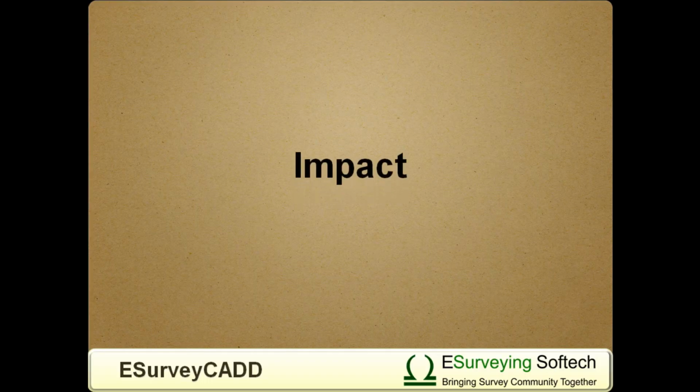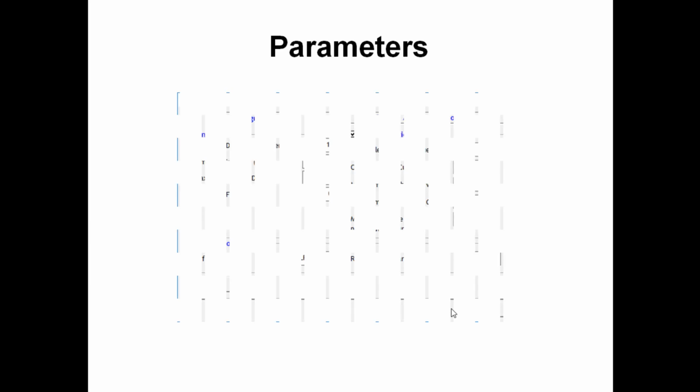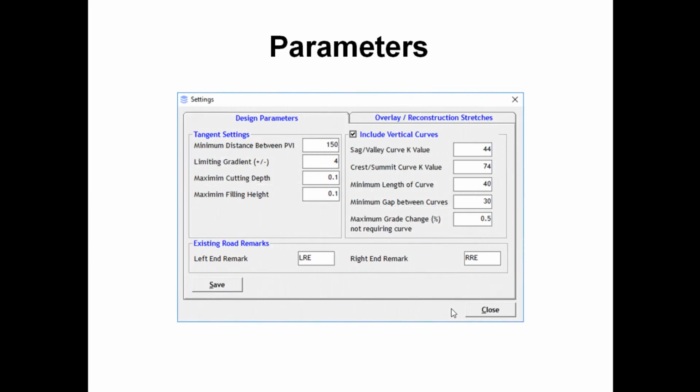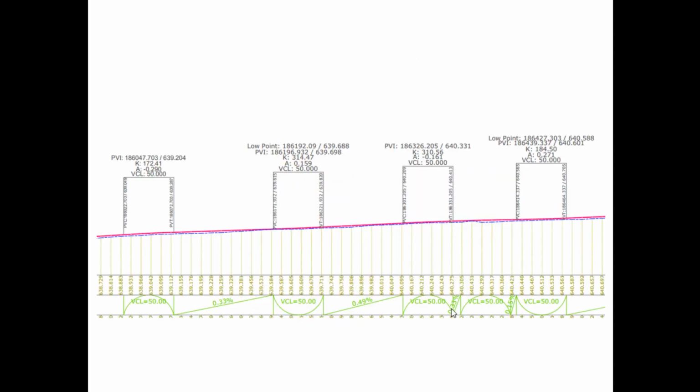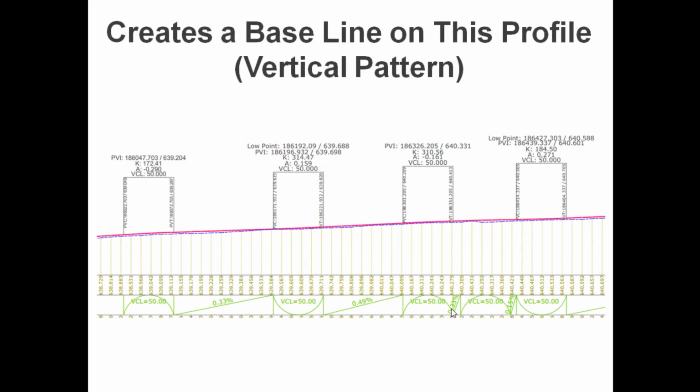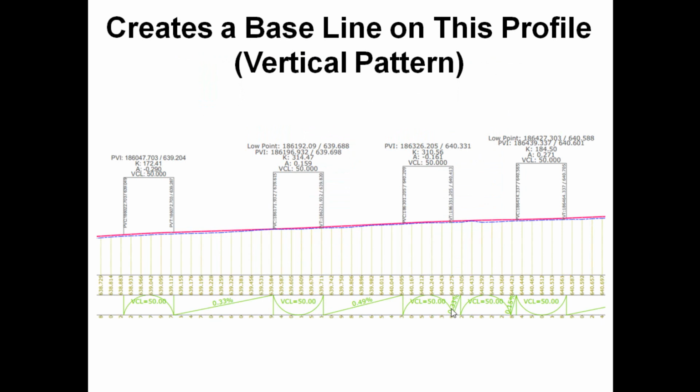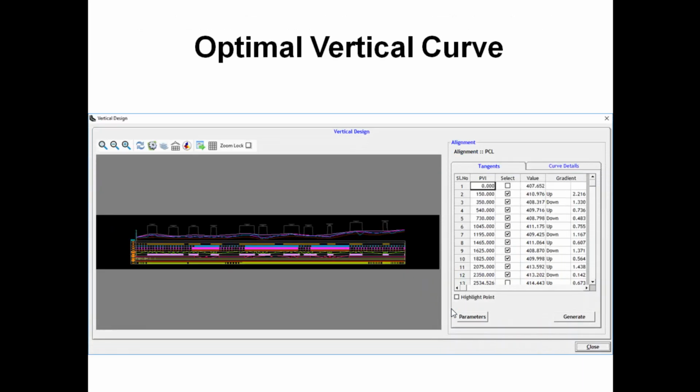Impact. This process saves considerable design time. For instance, if a road with a length of 5 kilometers is to be designed for PCC, it may take anywhere between 5 to 6 hours for an experienced designer. Using the eSurvey CAD auto design algorithm, you can design an optimal vertical curve within 5 to 10 minutes. Not only does the design happen quickly, it also designs the vertical alignment in a way that considerable profile correction cost is saved.